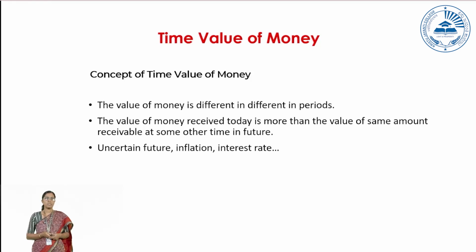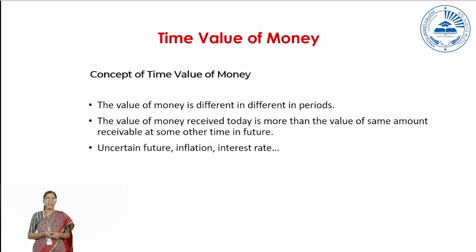For example, if I am offering you 100 rupees today, that is the first option. And as the second option, I am telling you, I will give you 100 rupees after 1 year. Which option will you choose? Usually you will choose the first option. The majority of you will choose the first option, that is, I want 100 rupees today. Why is it so?